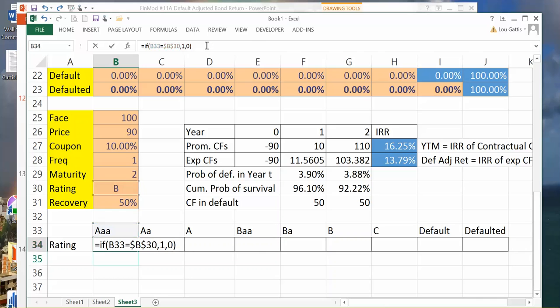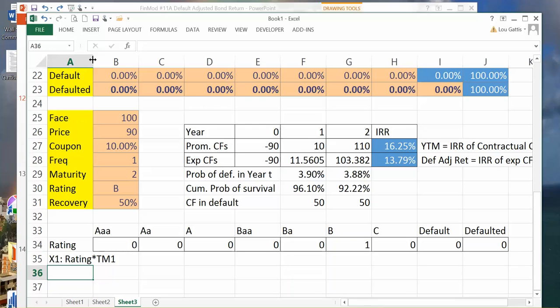So, since this is a B, if I copy that formula over, it's going to put a 1 here where it has B. So again, the formula: if this is equal to this, anchoring the bond's actual rating, make it a 1, else make it a 0. And we're going to use this vector in a minute. So let's calculate two other vectors. We'll call this one x1. x1 is going to be rating, this vector, times the 1 year transition matrix. I'll call it TM1.